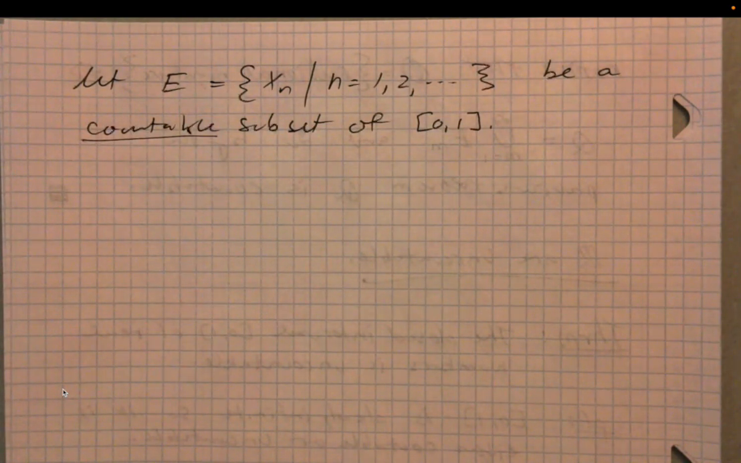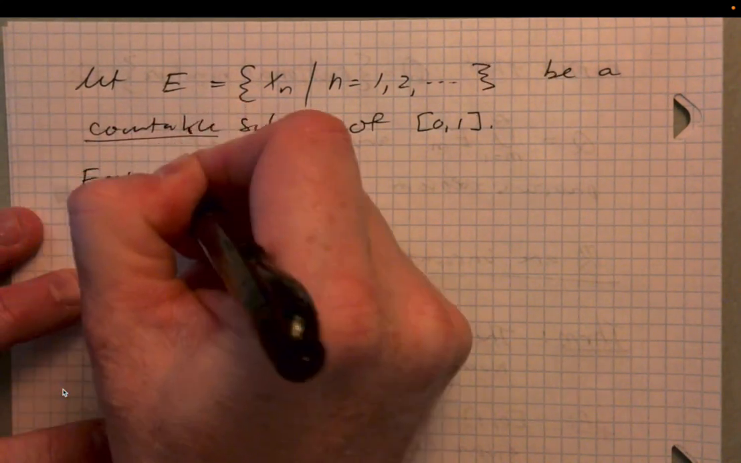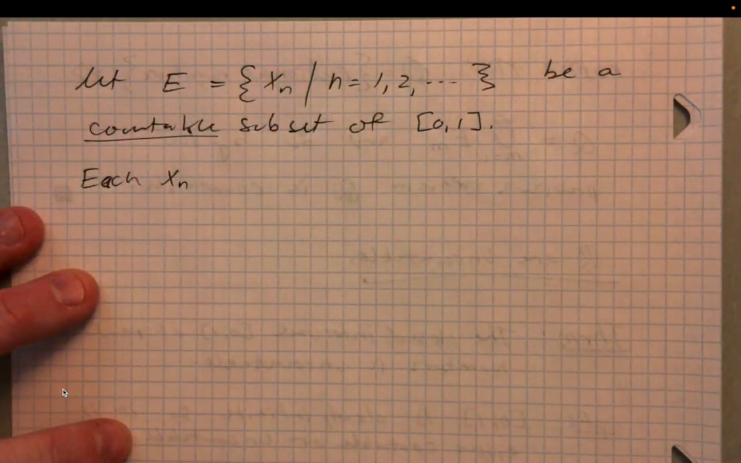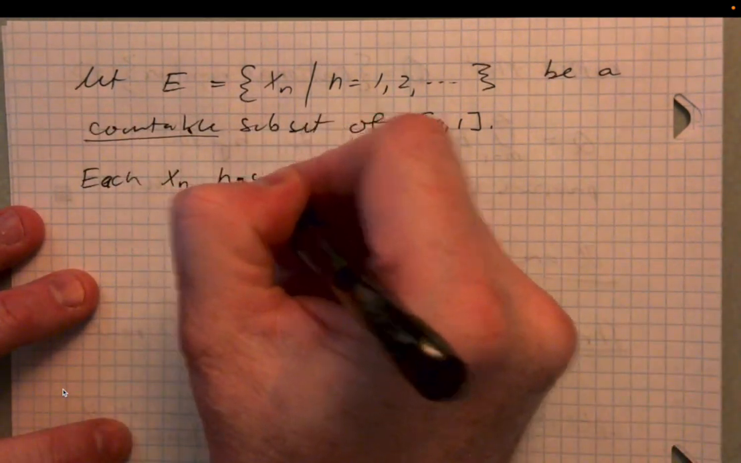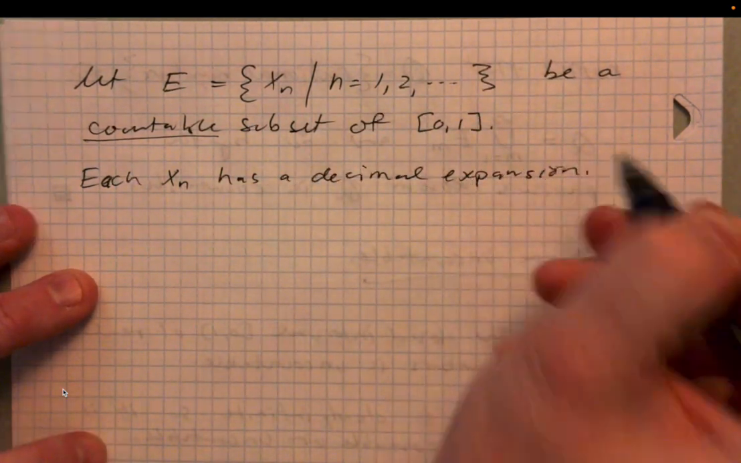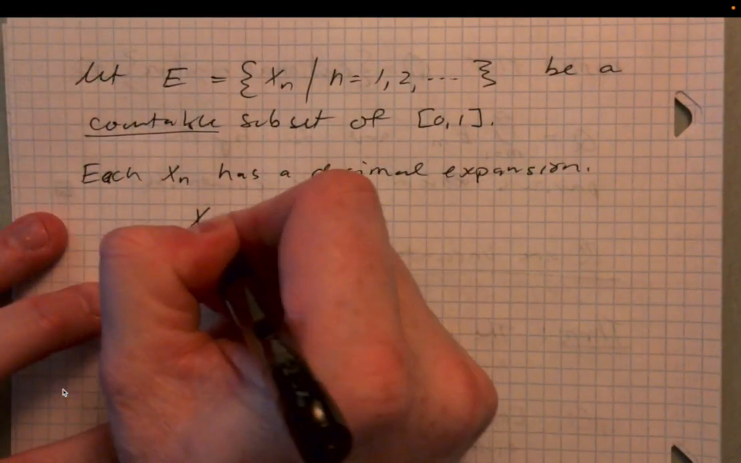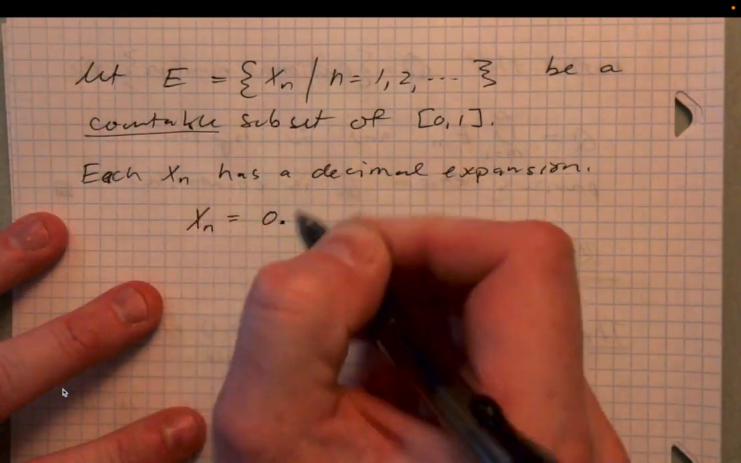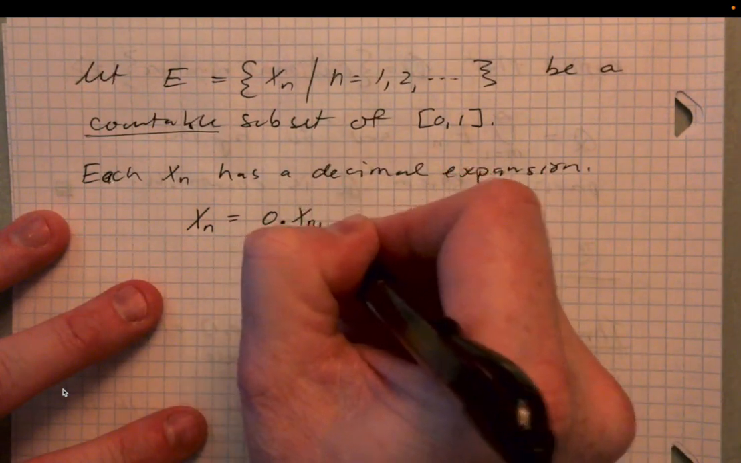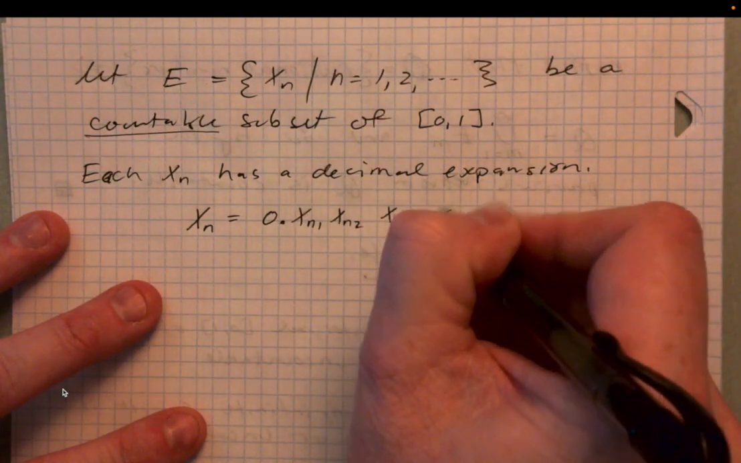And so we're talking about real numbers here. So each x of n is going to have a decimal expansion. We know this, just basic real numbers 101. So each x of n can be written as 0.xn1, xn2, xn3, xn4, and so on. So what do I mean by this?